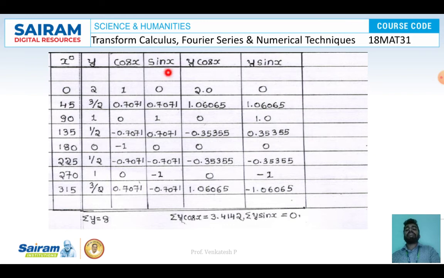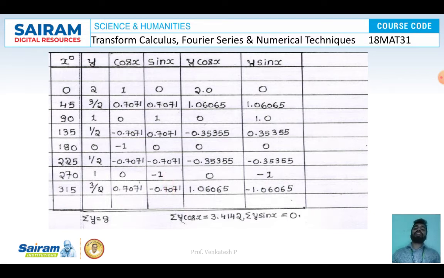Similarly sin x. So sin 0 will be 0, sin 45 is 0.7071, sin 90 is 1, sin 135 is 0.7071, sin 180 is 0, sin 225 is minus 0.7071, sin 270 is minus 1, sin 315 is minus 0.7071.